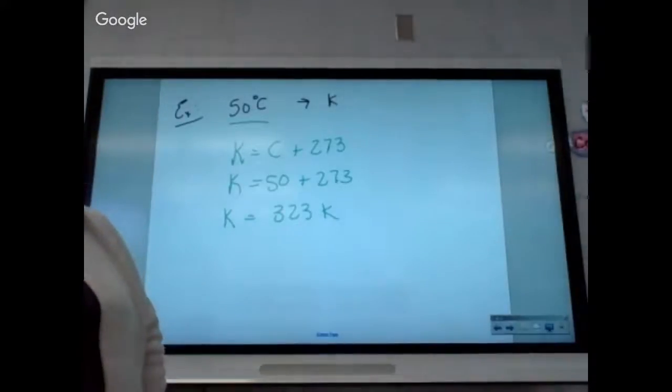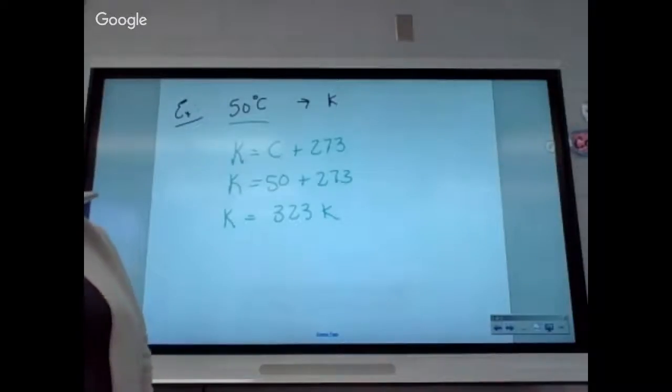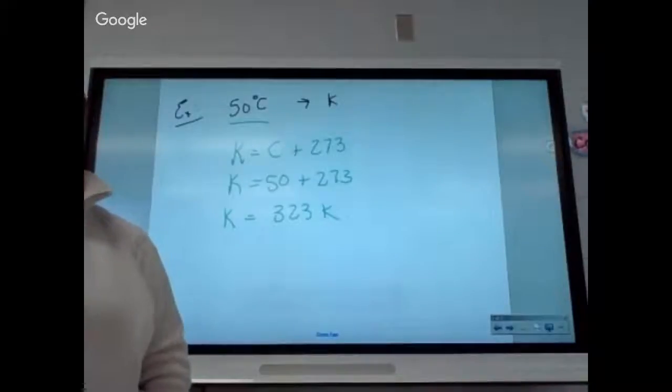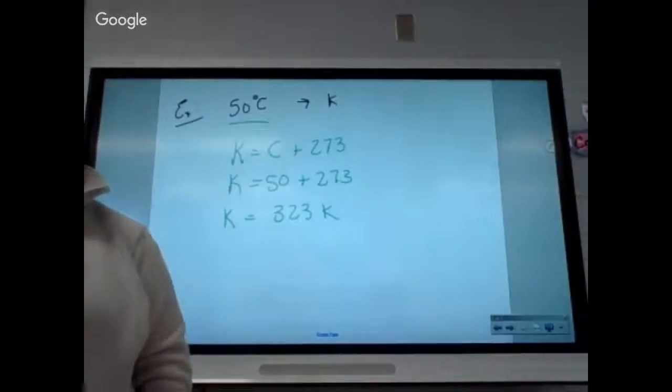Do I have to write a degree? No. The only one that will not get a degree is the Kelvins. The Celsius and the Fahrenheit get a degree. Kelvin does not. Okay? The 273? That's part of the formula. Okay? That is part of the formula.